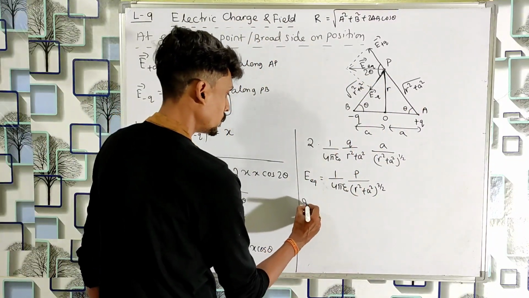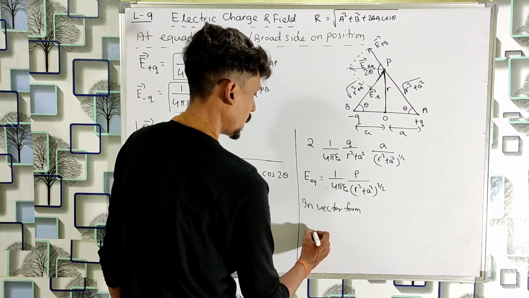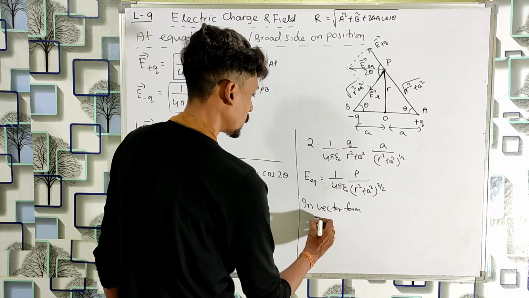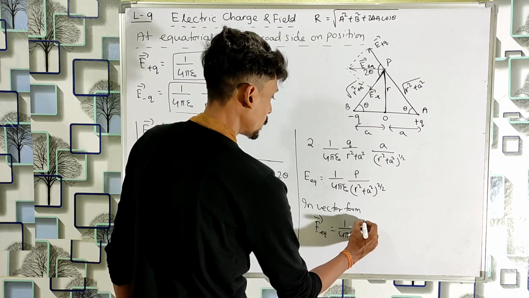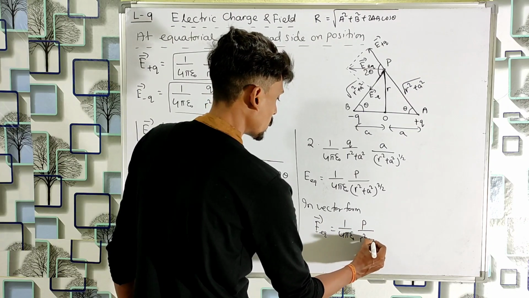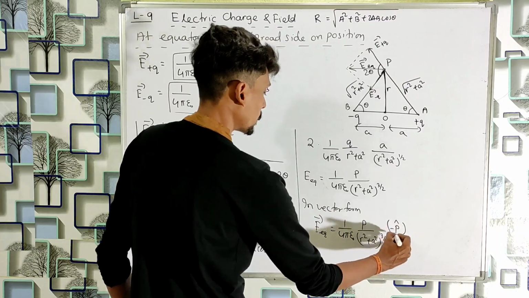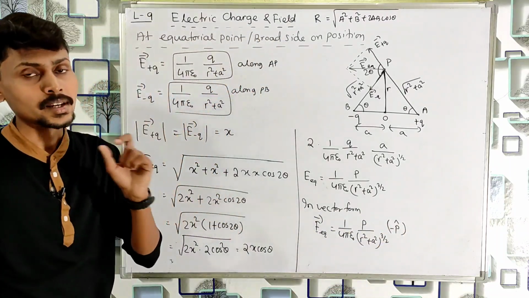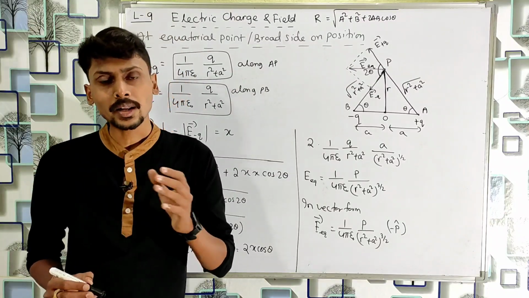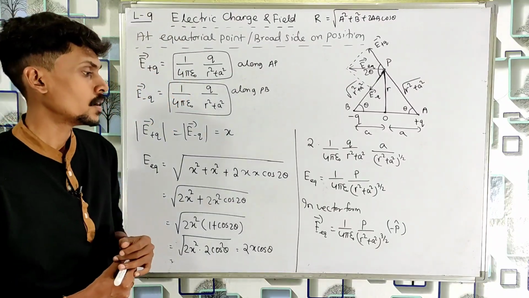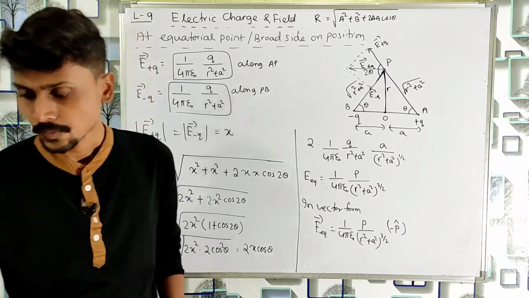So in vector form you can write E equatorial vector equal to 1 by 4 pi epsilon naught P by r square plus a square power 3 by 2, minus p cap. E axial, the electric field at the axial point, is along the dipole moment, but the equatorial electric field is opposite to the dipole moment.